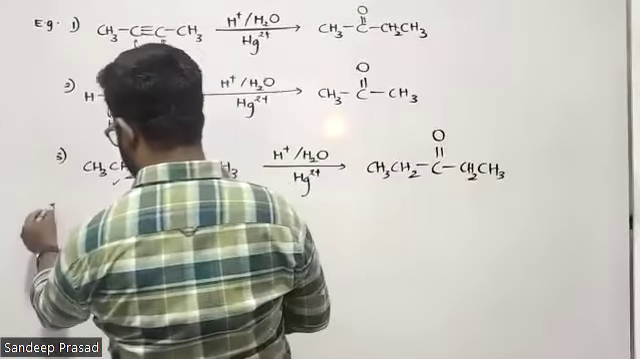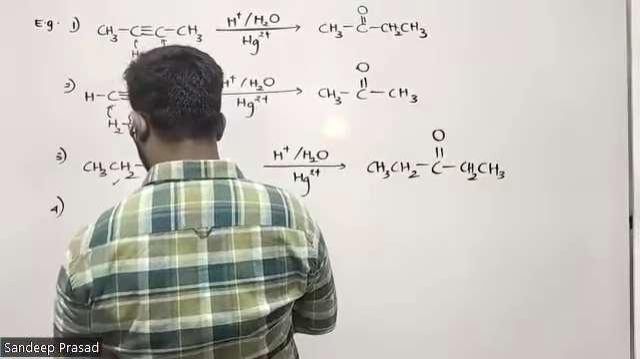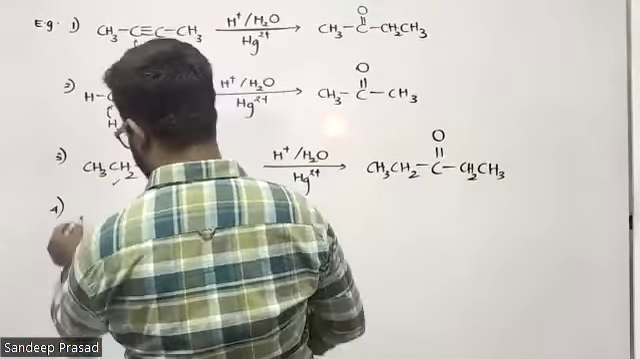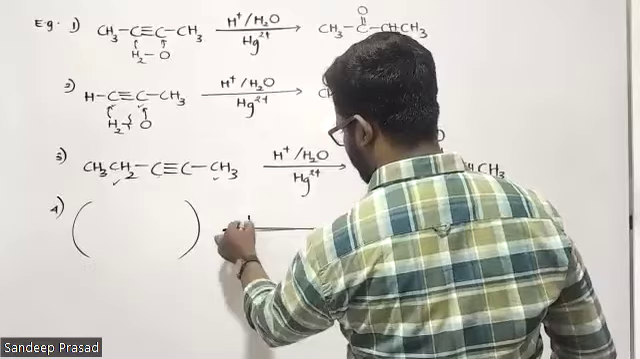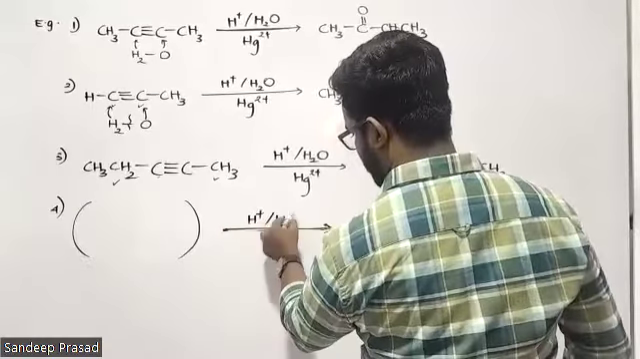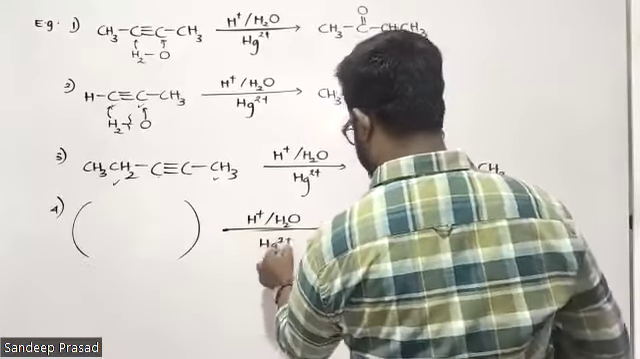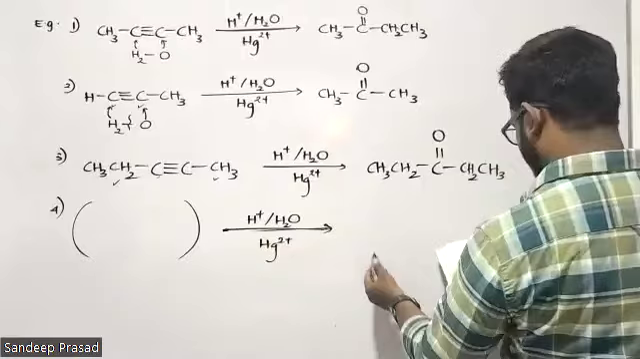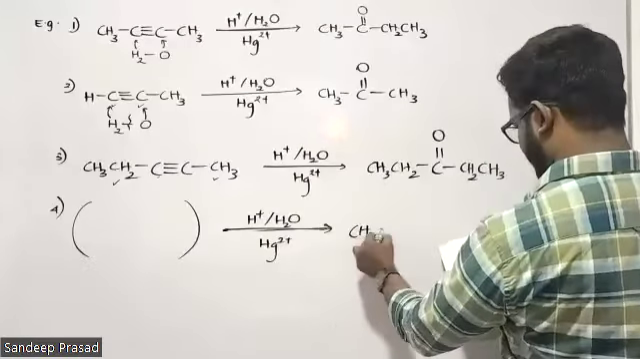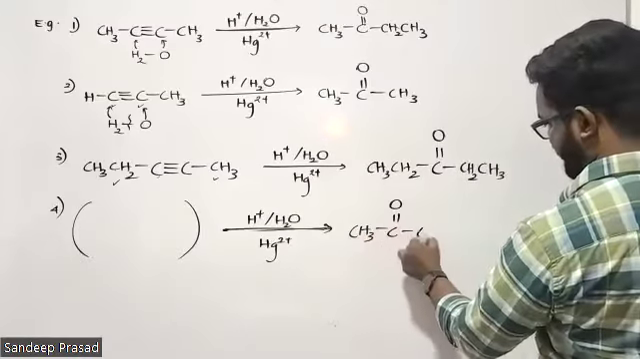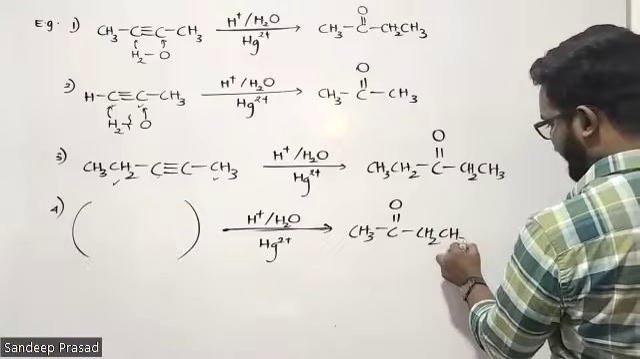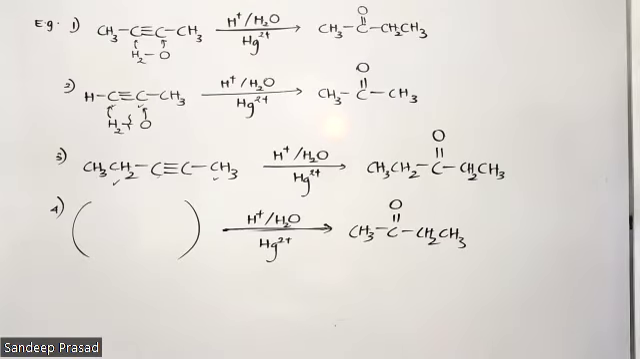Number 4. In number 4, try to go for the reverse. The product is given like this. So the product is CH3, C double bond O, CH2, CH3. So how do you obtain the reactant? Number 4.